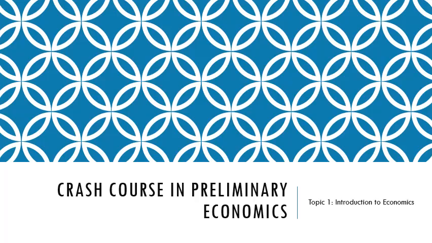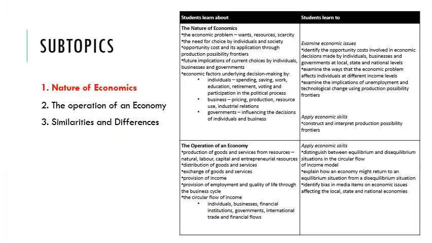So we'll do the first real topic as nature of economics, where we go through the economic problem, the opportunity cost, PPFs, all that sort of stuff. Then we'll go through operation of the economy. That's all about the circular flow of income, the factors of production, rewards on production, and the business cycle.